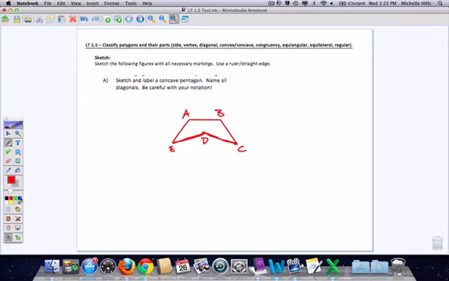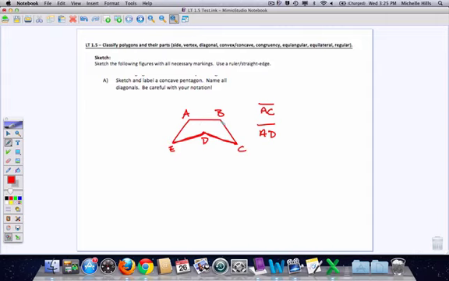Now, when I name the diagonals, they are segments. When it said be careful with your notation, it means make sure you use segment notation. So let's start with point A. A diagonal would go from A to C, so segment AC. Another diagonal will go from A to D, so segment AD. And that's it, because A to E, that's a side, A to B is another side.